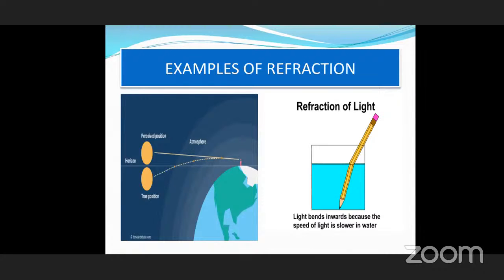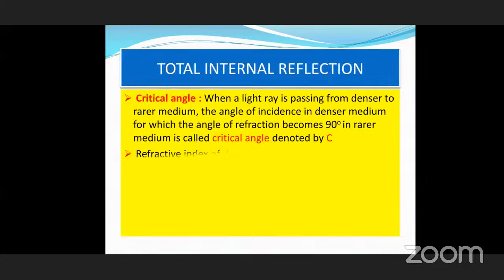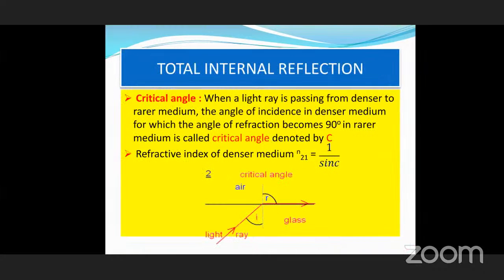This is about examples; some more examples we can give. This is about refraction. Now the next topic is total internal reflection. This is a very interesting nature of light rays. Before discussing total internal reflection, we are first going to see what critical angle is. What is critical angle? Let us see here.